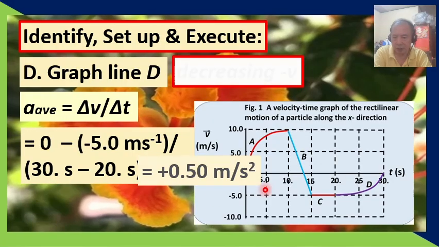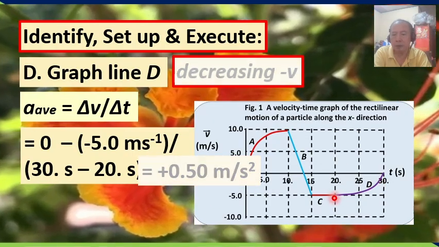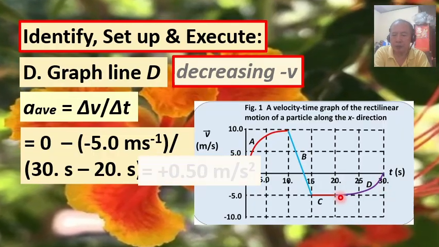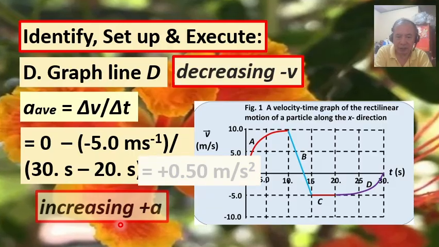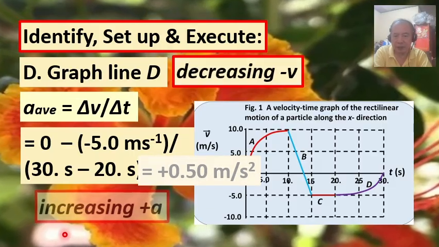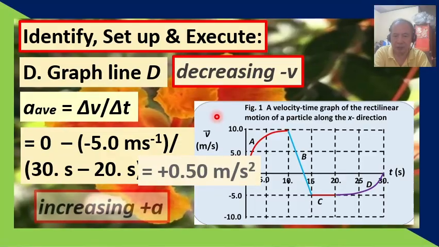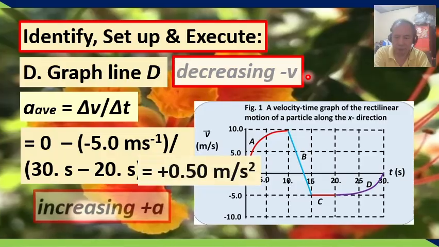And the fact that it's a curve whose slope is increasing, we say that the body has an increasing positive acceleration at the same time with a decreasing negative velocity.